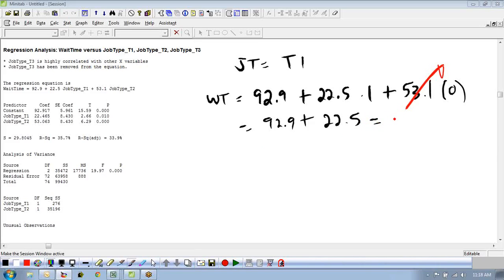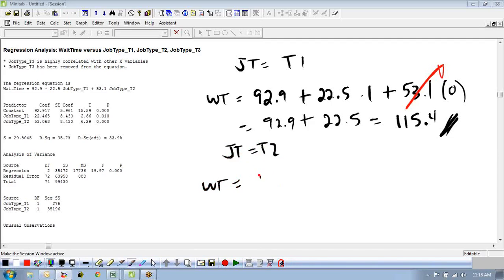that's equal to, let's see if I can do the math in my head, 92 plus 22 is 114, plus 1.4. So it's 115.4. Okay, I rounded a little bit before, but that's what we got for our answer before. So it's exactly the same. Darn Minitab for putting it into a different formula, but there we go. It's basically the same.